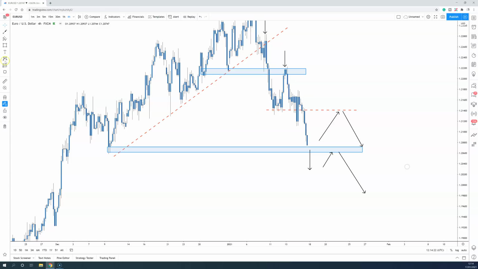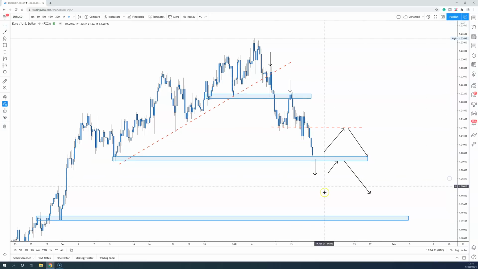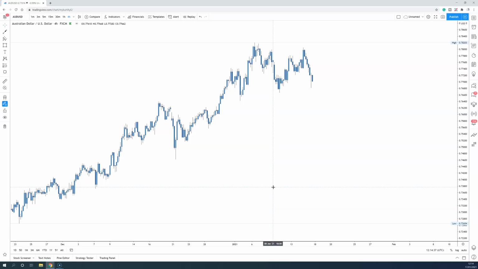In terms of targets, I'm going to be looking for price to get back down to some of these major lows here, and then obviously I'll use this range from the structural high back down to this low, to look for potential trading opportunities. So that's my opinion on EURUSD.